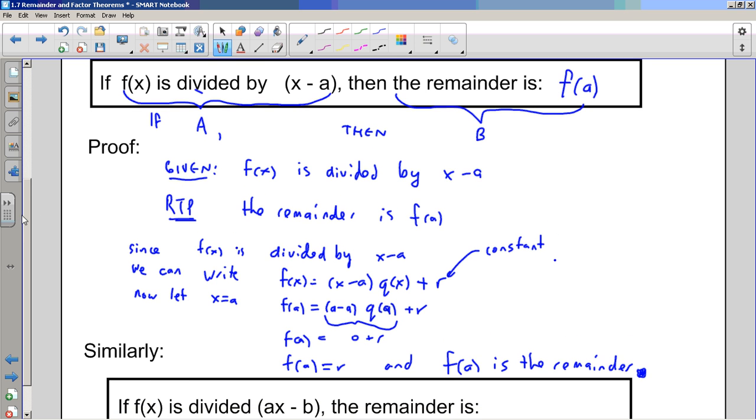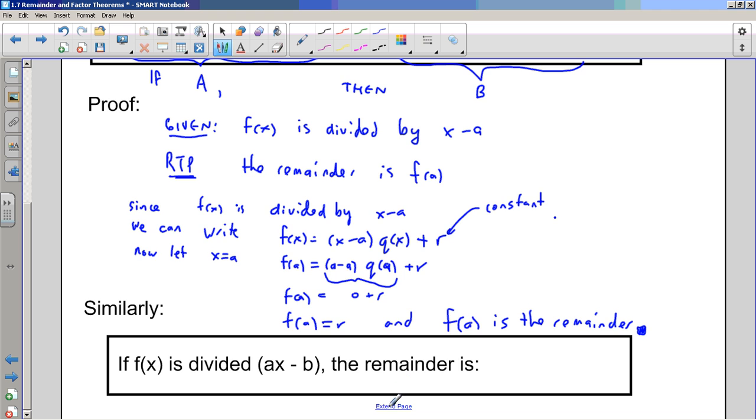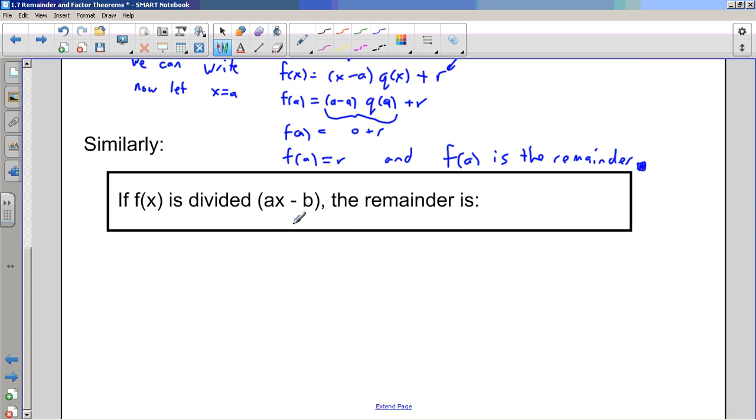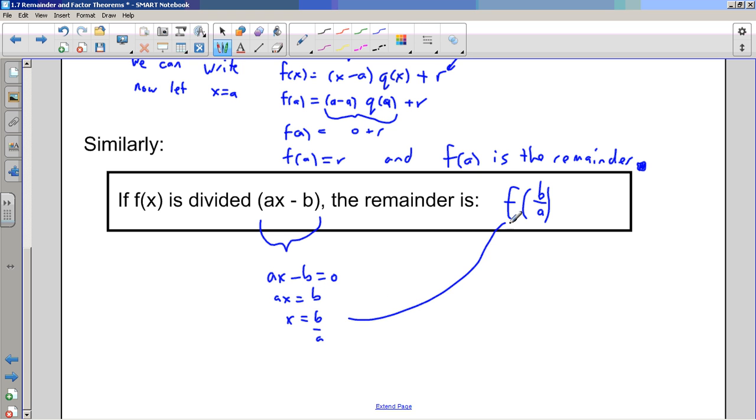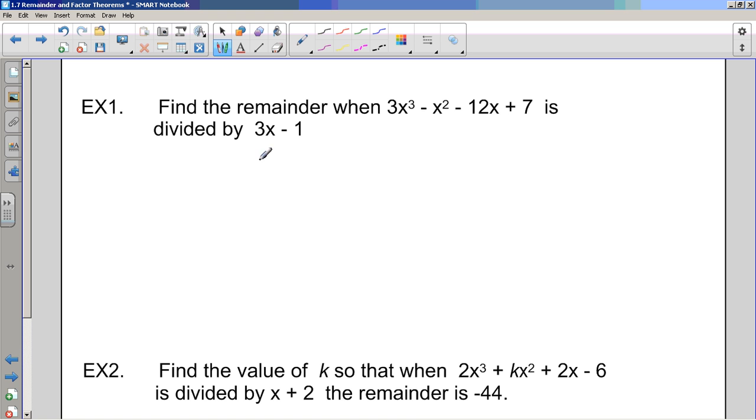It wasn't so bad. Similarly, this is a more complicated version of the remainder theorem. If f(x) is divided by this factor, the remainder is f(b over a). And if you can't remember whether it's a over b or b over a, we always think about whatever makes this 0, because that's what happened in the proof here. What makes this 0? What makes that 0? Well, it's b over a, and that's how we know what to substitute in. Okay? And that's the remainder theorem.